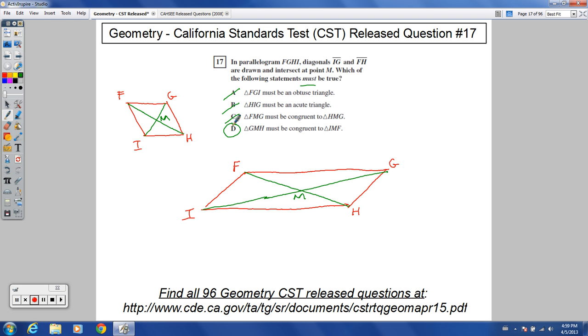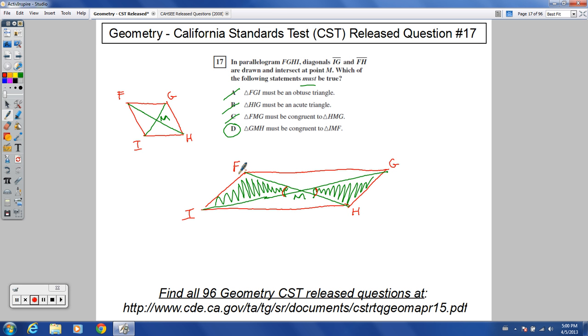Choice D I think is right. I'm going to circle it, but I still want to double check and make sure that it holds. So GMH, that's this triangle right here, is congruent to triangle IMF. And so that's the one across, vertical angle wise here and here. We could prove this is congruent to this. All right, I'll add this in red. This is congruent to this.